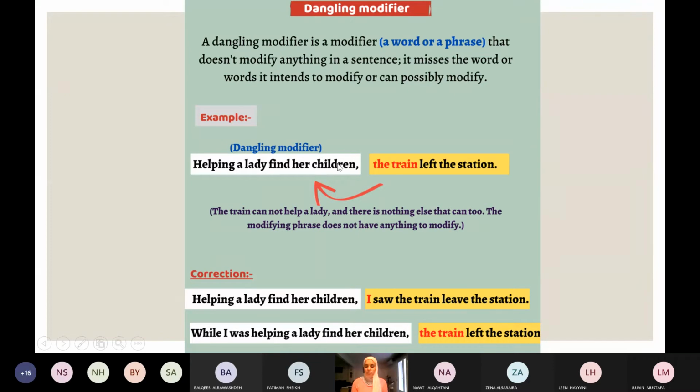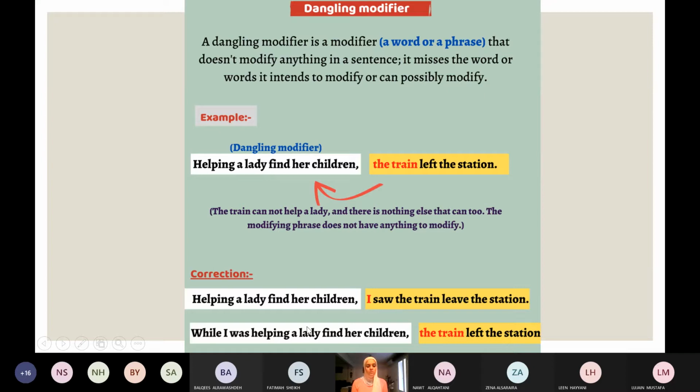Helping a lady find her children, the train left the station. Now we understand that this is a participial phrase, which is an adjective to the noun that comes near to it. Helping a lady find her children, the train left the station. The train helped the lady to find her children? Of course not. So I have to add something to be modified by helping a lady find her children. So, helping a lady find her children, I saw the train leave the station.